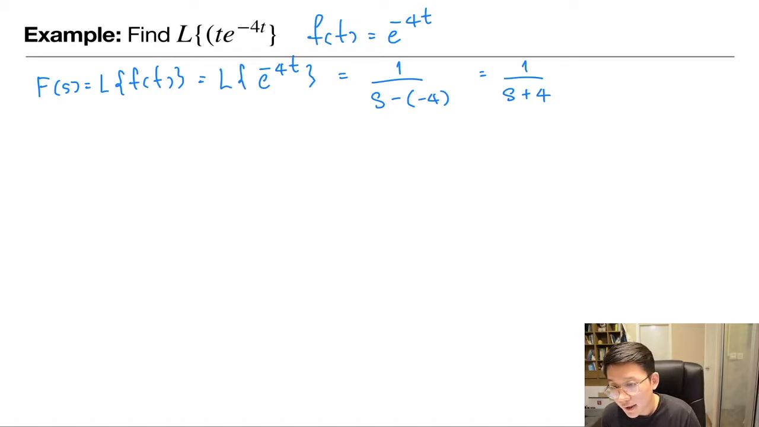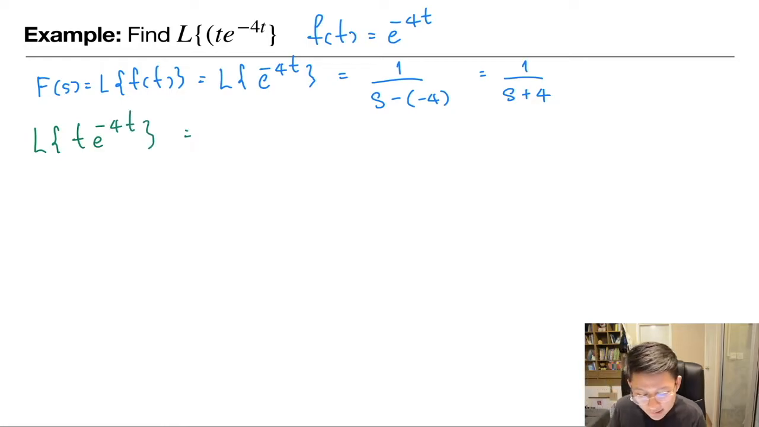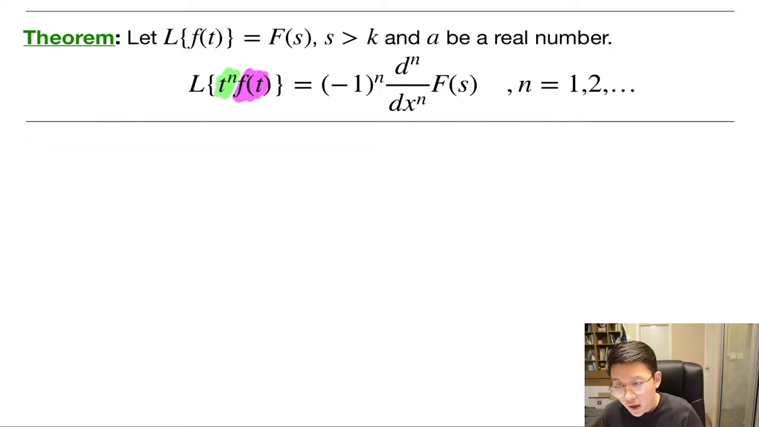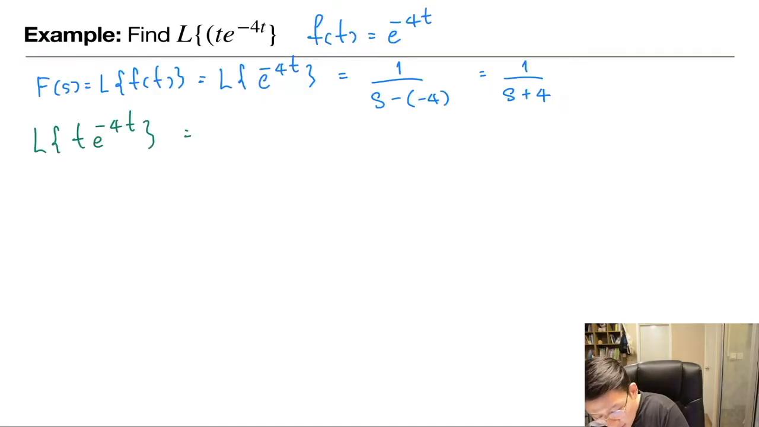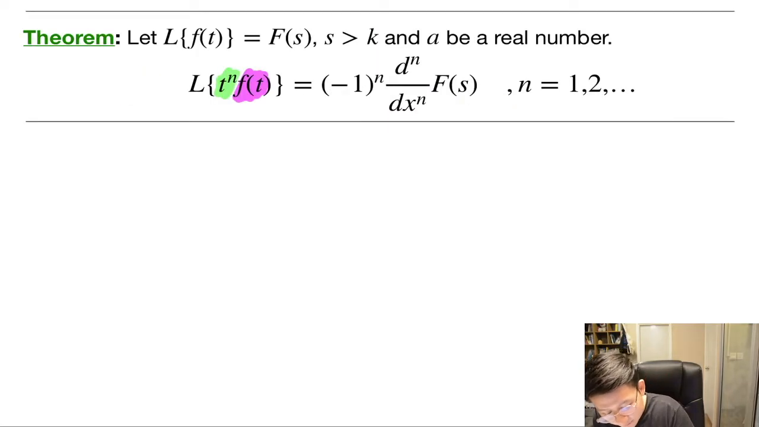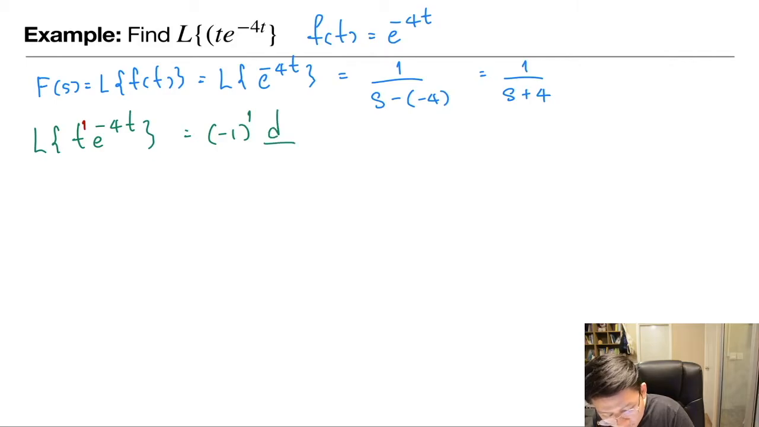Okay. And after that, if you want to find the Laplace transform of t e to the minus 4t, if you look at the technique, here is t to the power of 1, right? So it's going to be minus 1 to the 1, and you take the first derivative of F(s).